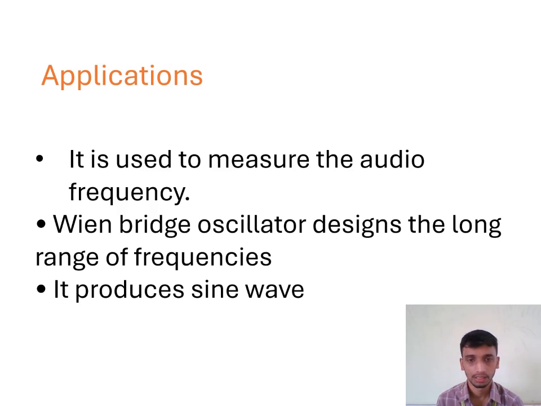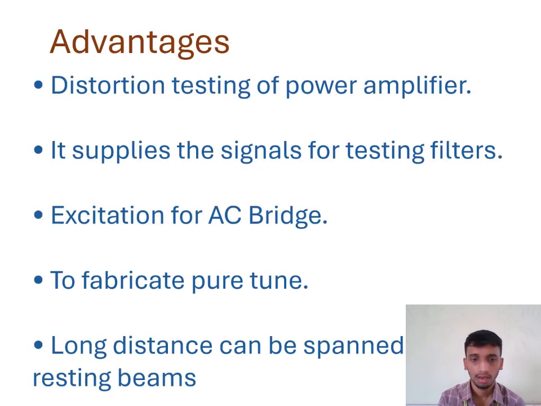Applications. It is used to measure the audio frequency. The bridge oscillator is designed for a long range of frequencies to produce a sine wave. Advantages. Distortion and testing of power amplifier. It supplies the signals for testing filters. Excitation for AC bridge to produce pure tone.